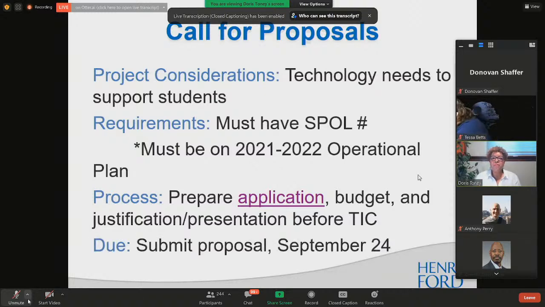Now, let me move on to the next one. The opportunity for submission for this semester will be September 24th. So mark your calendar, September 24th. But again, you must have the SPOL number and it needs to be on the operational plan.